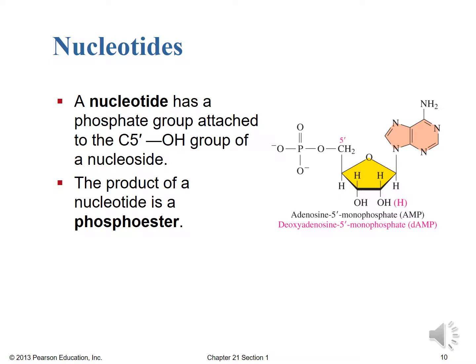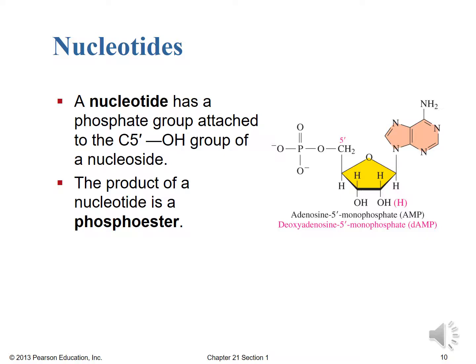Now, I mentioned names are similar here, so you got to pay very close attention, right? Good scientists are people who watch the details. So now we're talking about nucleotides as opposed to nucleosides. A nucleotide has a phosphate group attached to that C5 prime hydroxy group on the nucleoside. So there you have it. We had our nucleoside, which was our nitrogenous base plus our 5 carbon sugar, and then on that 5 prime carbon, which had an OH group, it now forms a phosphoester bond with a phosphate group. So that's our big difference there.